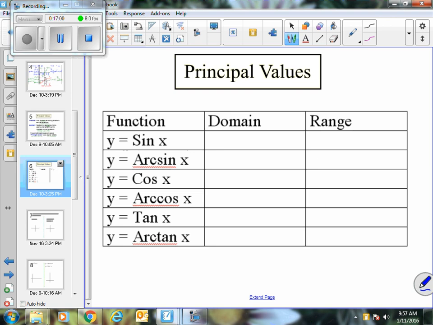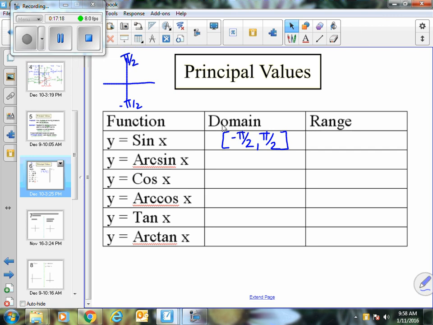All right, so let's talk about what the restrictions are. For sine, if we go from negative pi over 2 to pi over 2, inclusive, so the endpoints are included, that will give us all the values that we need to make all the values of sine. Let's think about why that is. Negative pi over 2 is down here. Positive pi over 2 is up here.